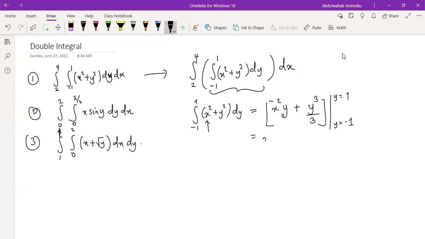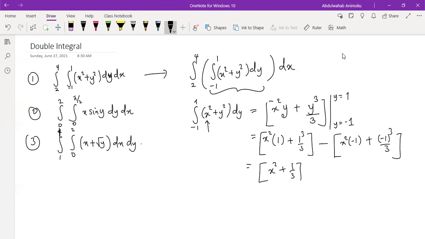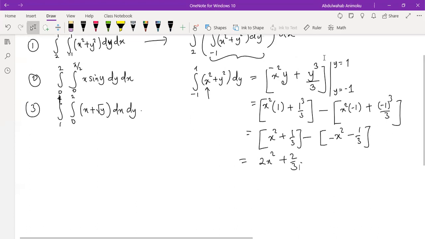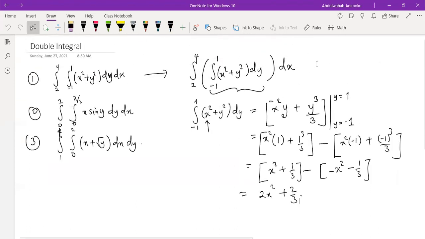When we evaluate this, that will be x squared times 1 plus 1 cubed over 3, minus, when we evaluate it at -1, x squared times -1 plus -1 cubed over 3. Now what does this give us? This gives us x squared plus 1 over 3 minus x squared minus 1 over 3. So when you evaluate this, it gives us 2x squared plus 2 over 3. Now that we have this, let's bring it back to the initial problem.